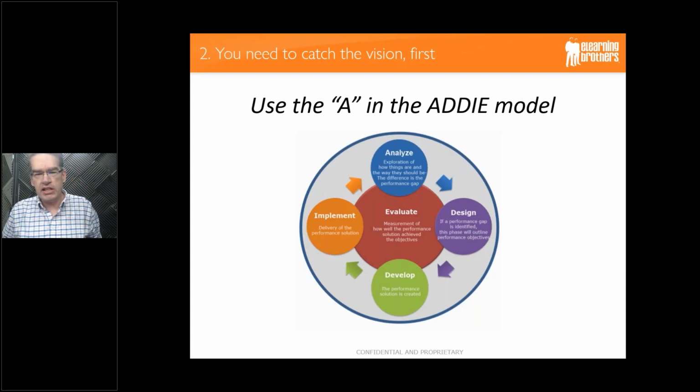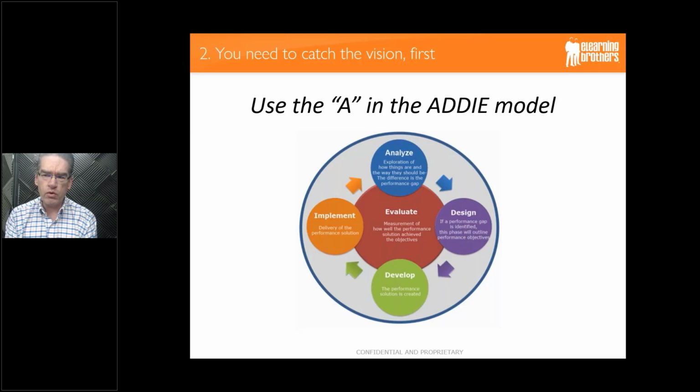And to do this, I still like the ADDIE model. A lot of people think it's kind of outdated. It's been around since the 1960s. It was actually started by the U.S. Department of Defense and just kind of evolved into the ADDIE model. And I still think it's a very good model to use.